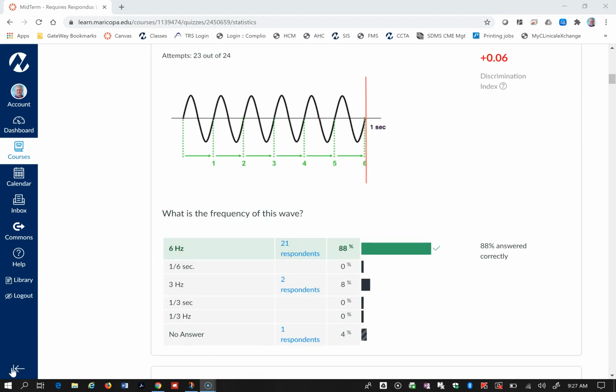Next question is, what is the frequency of this wave? There's a picture given. We have 1, 2, 3, 4, 5, 6 cycles in 1 second. Therefore, the answer is 6 hertz, or 6 cycles per second.